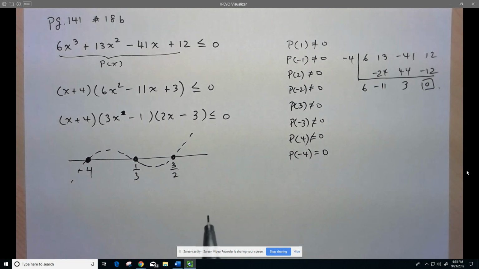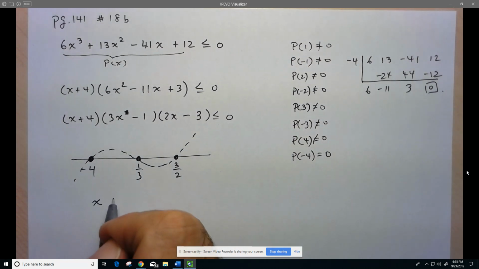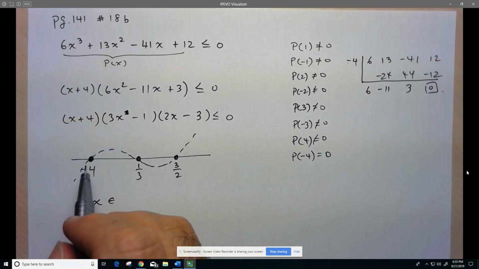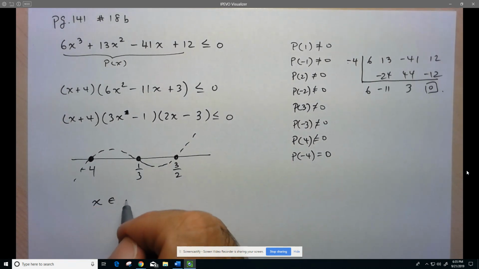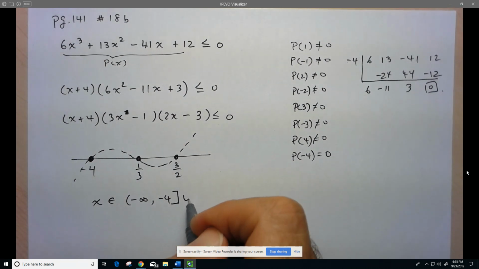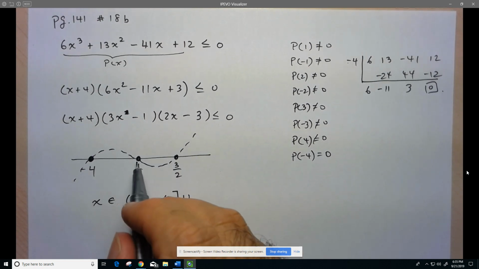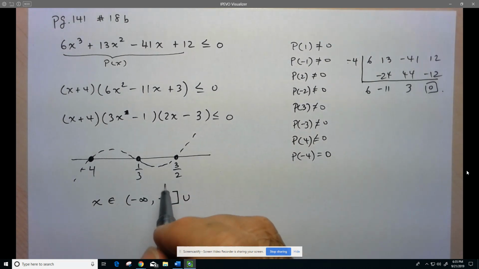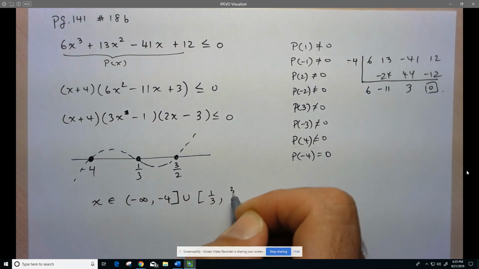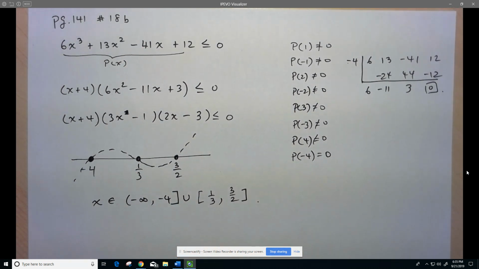So now I can just read my answer right off the graph, that x is going to be an element of the set where the function is less than or equal to 0. So from negative infinity to negative 4, inclusive, because I'm including the 4, and then union, the numbers between 1/3 and 3/2, including both. So square brackets, 1/3 to 3/2, and there's my answer.